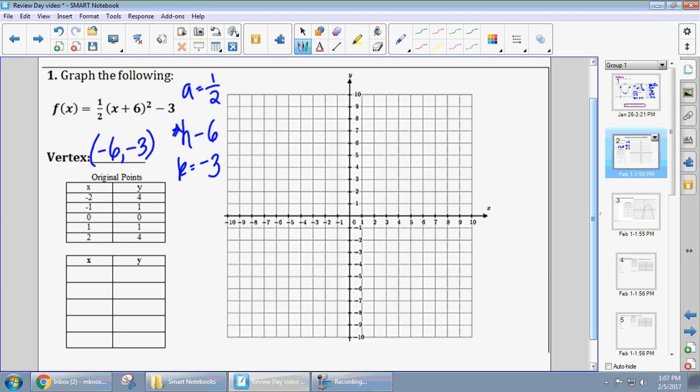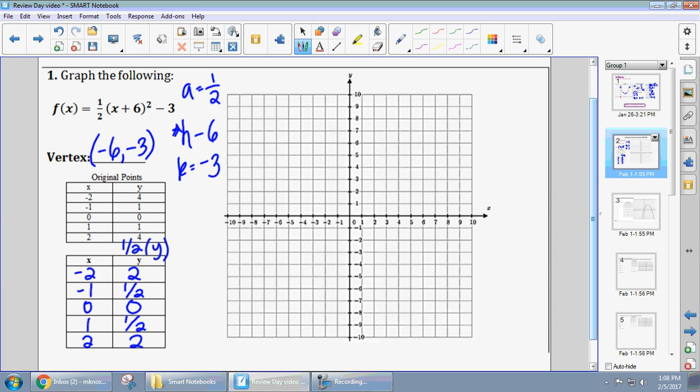And then I'm given my original points, and then remember, this is how I'm going to move, but I've got to multiply all these important y values by 1/2. The x's stay the same, and then 1/2 times 4 gives me a 2. 1/2 times 1 is 1/2. 1/2 times 0 is 0, and then I just get to repeat these.